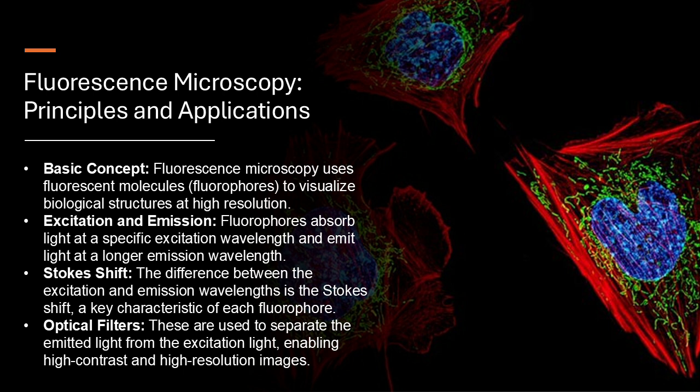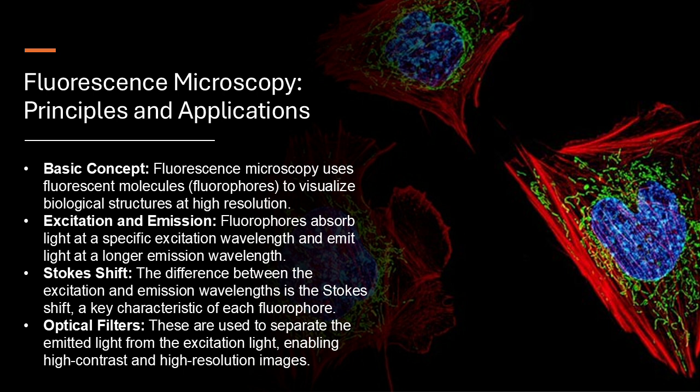But the real magic is in something called the Stokes shift. It's the difference between the color they absorb and the color they emit. And this shift is crucial because it helps us distinguish the fluorescent signal from all the background noise. That makes sense. So it's kind of like you can pick out a specific firefly in a field full of flashing lights because of its unique blinking pattern.